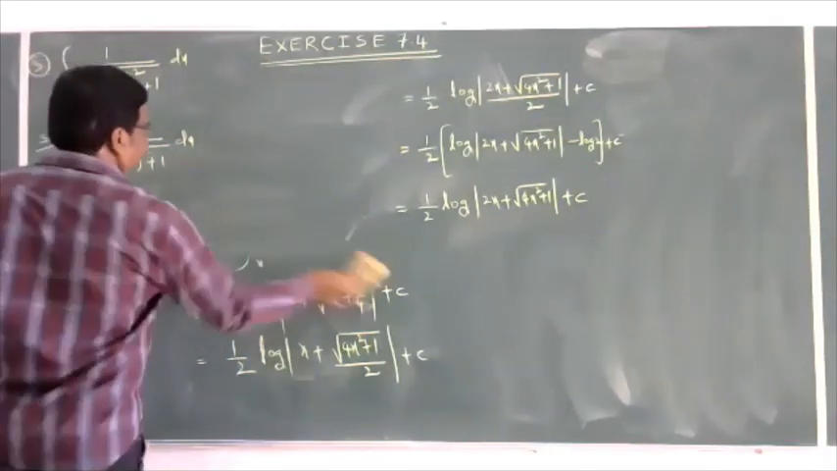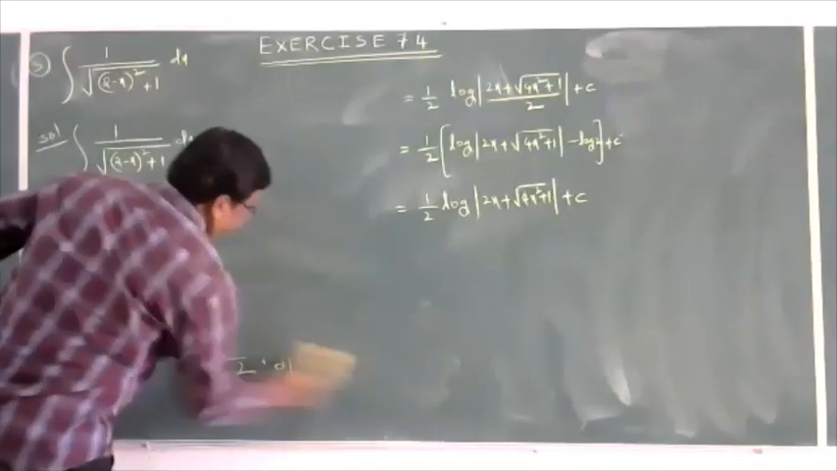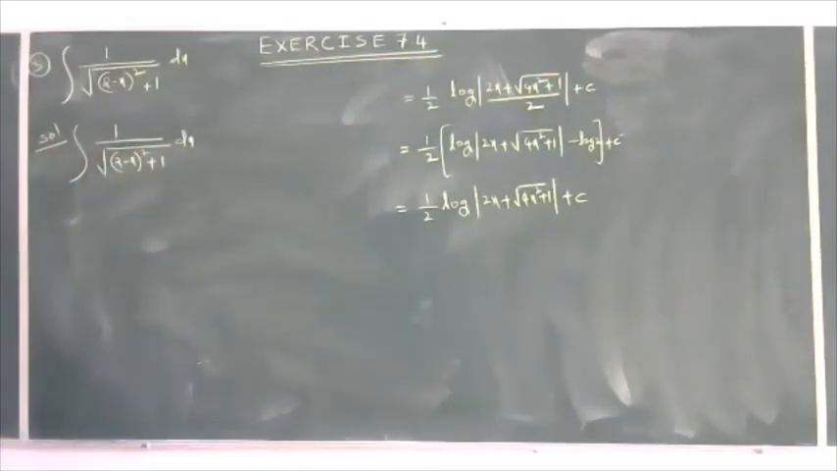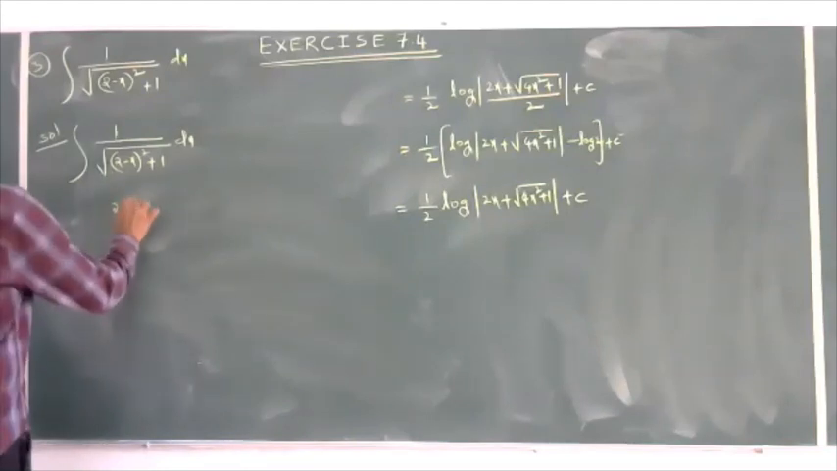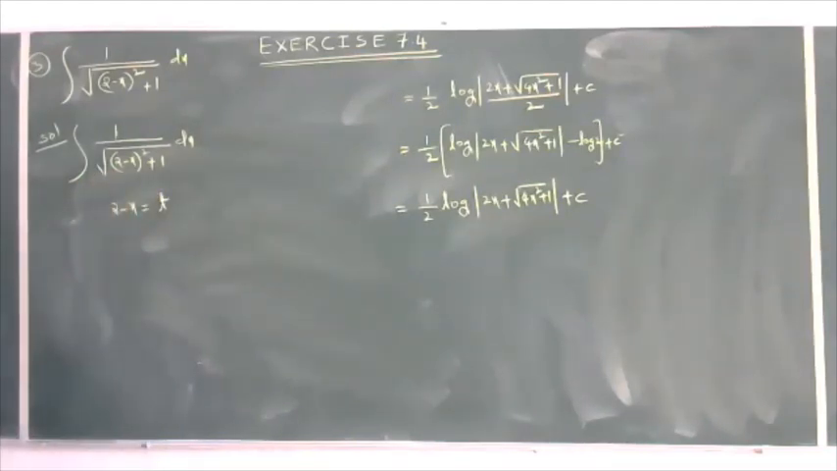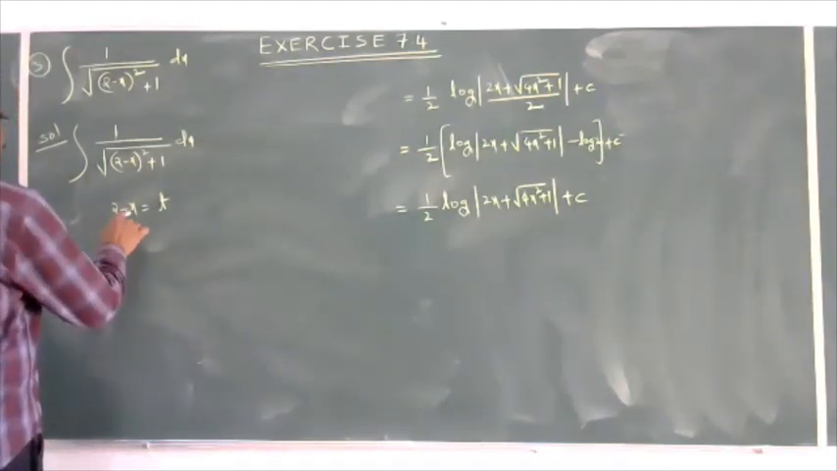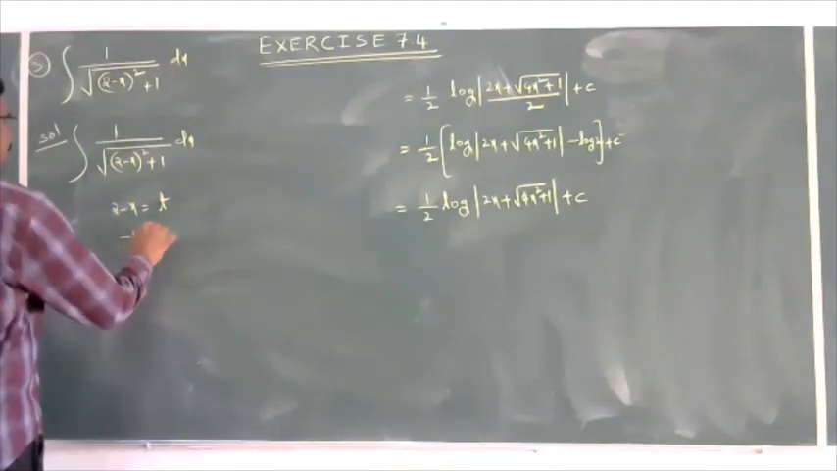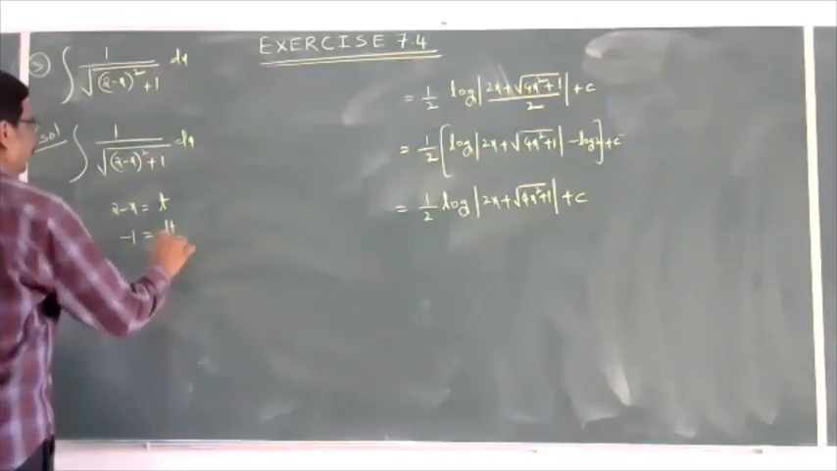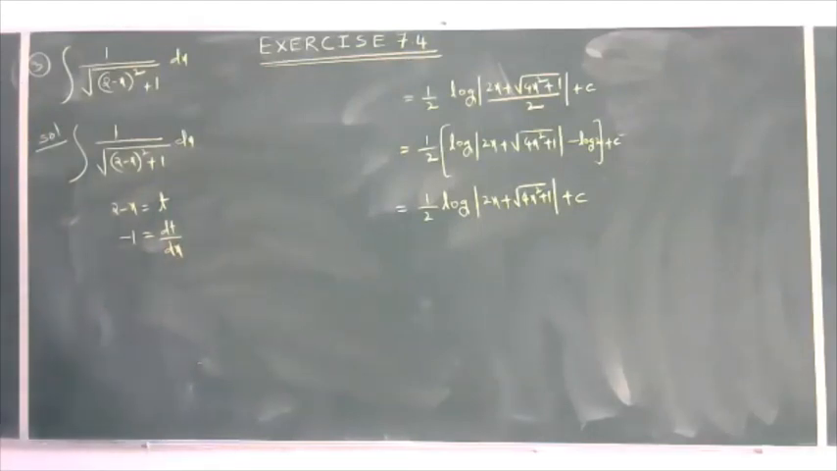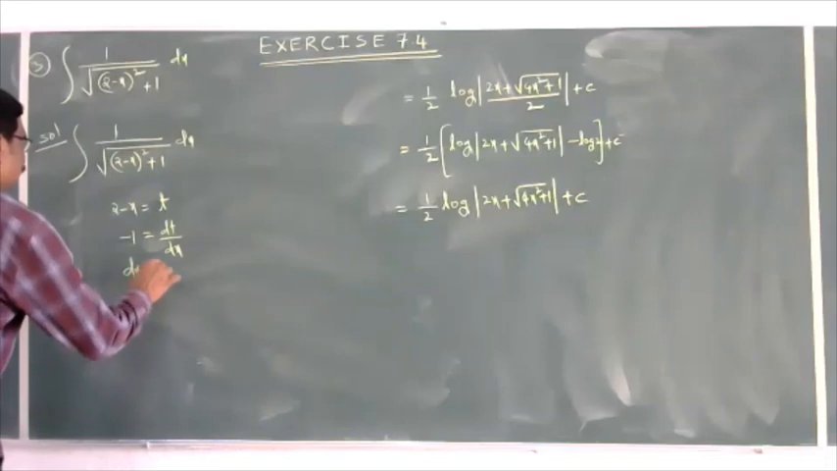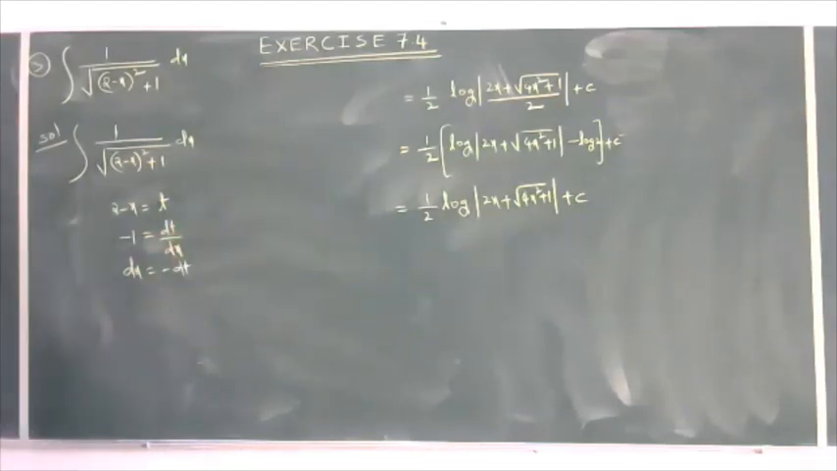So here, first the substitution is 2 minus x is equal to t. Differentiating both sides with respect to x. 2 constant derivative 0, minus x derivative 1, is equal to dt by dx. With respect to x, doing both sides. That is dx is equal to minus dt.